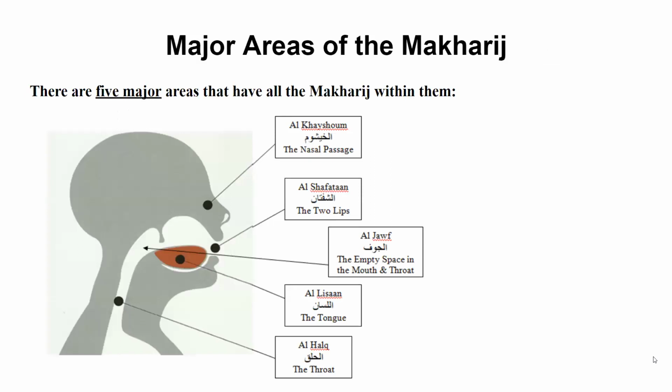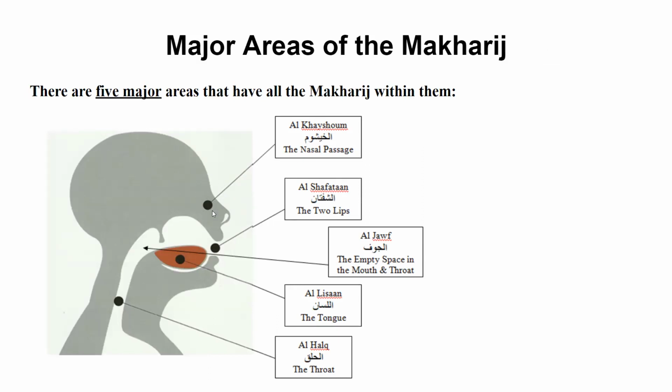So now when it comes to makhraj, we have 5 major areas of the makhraj. So we only have 5. These are those Arabic terms that we saw at the beginning of the slide. So first we have al-khayshum. Here you have the English transliteration, then you have the Arabic. What is al-khayshum? Al-khayshum is the nasal passage.